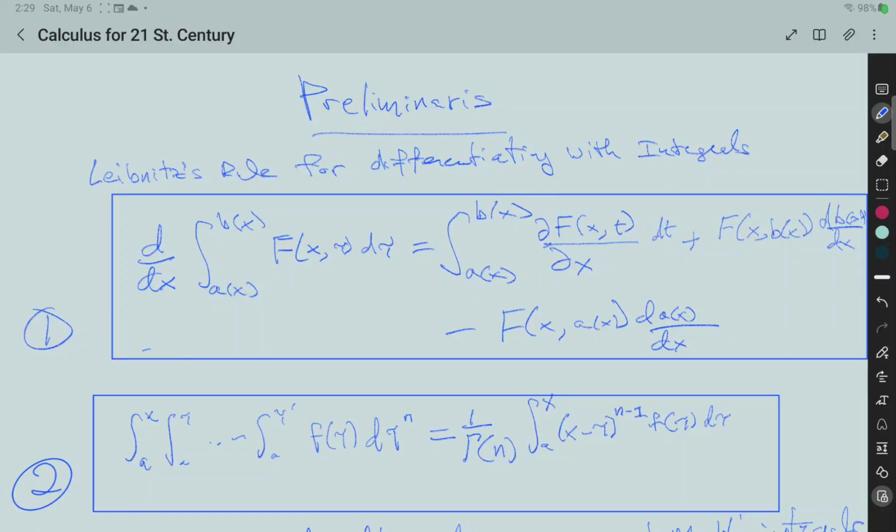Welcome to the third video in image processing using fractional calculus, or as you can see in the title, the calculus for the 21st century. I will contrast and compare the classical method of calculus versus fractional calculus, and show you many examples of the two.